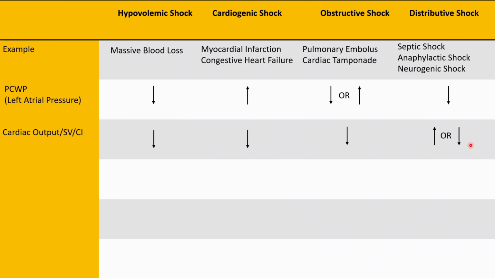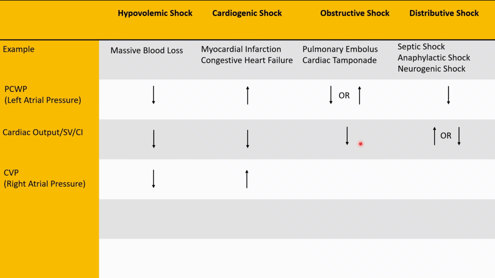So again, for distributive shock, cardiac output depends on the etiology. Okay, next. Right atrial pressure, central venous pressure. Hypovolemic shock, it should be easy. There's no blood to exert pressure, so right atrial pressure will fall. Cardiogenic shock, we just saw this. Blood will back up from the right ventricle into the right atrium, and right atrial pressure will rise.